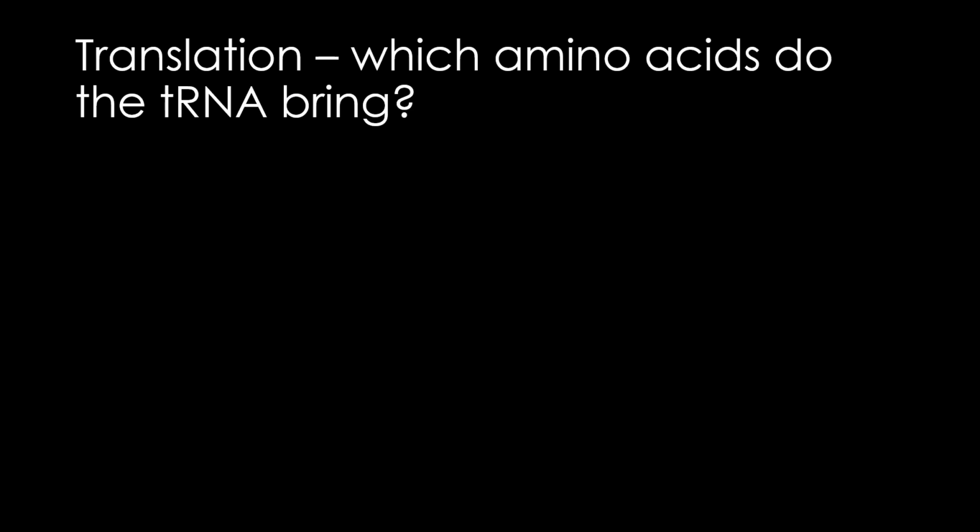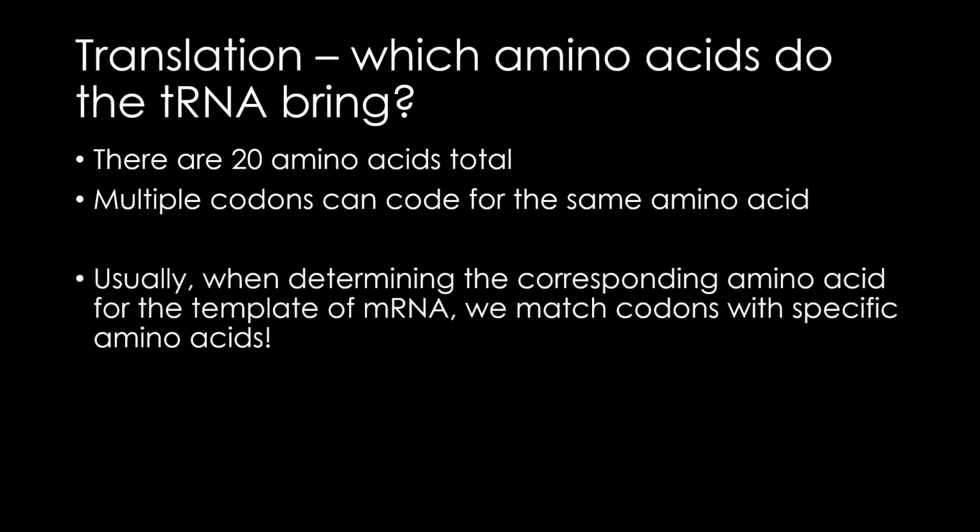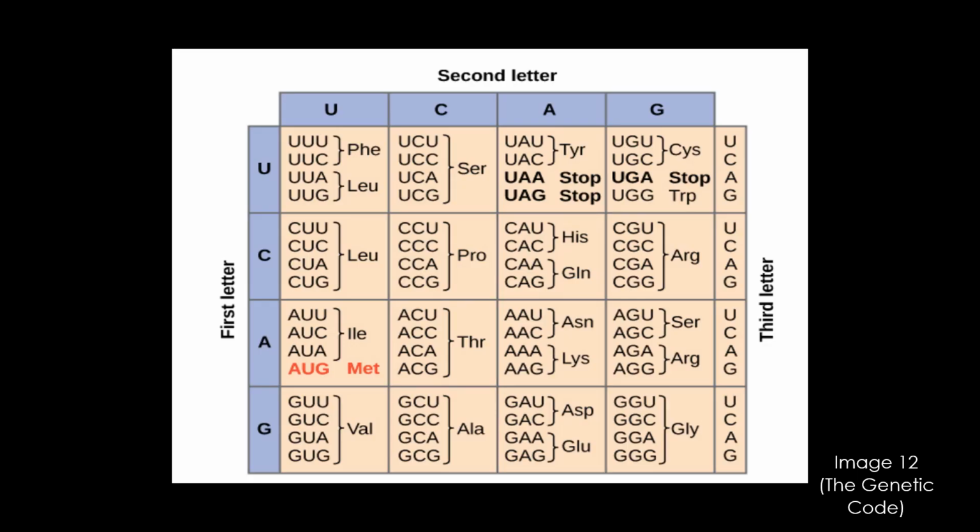Which amino acids do the tRNA bring in translation? There are a total of 20 different amino acids, but with each spot in the codon having 4 base options, there are more than 20 possible codon combinations. So multiple codons can code for the same amino acid. Usually, when determining the corresponding amino acid for the template of mRNA, we match codons, not the anticodon, with specific amino acids.